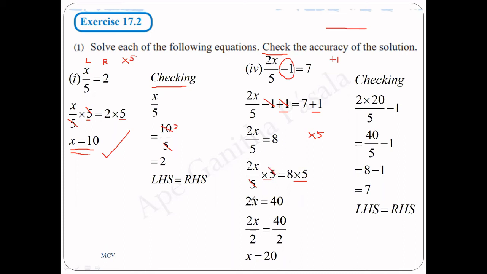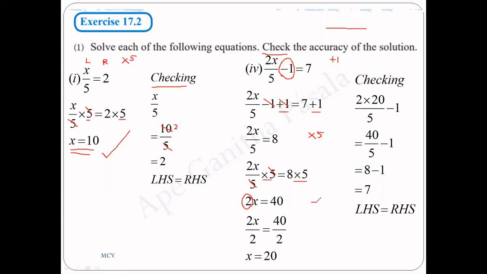Now 2x remain in the left hand side. 8 into 5, 40. So 2x equals 40. Now how to remove this 2? 2 into x is 2x. That means 2 multiplied by x is 2x.